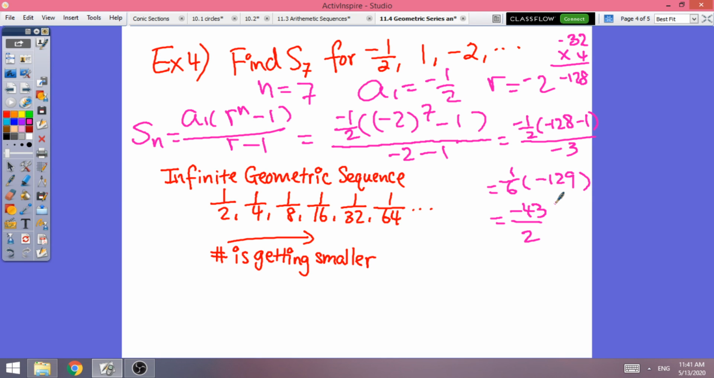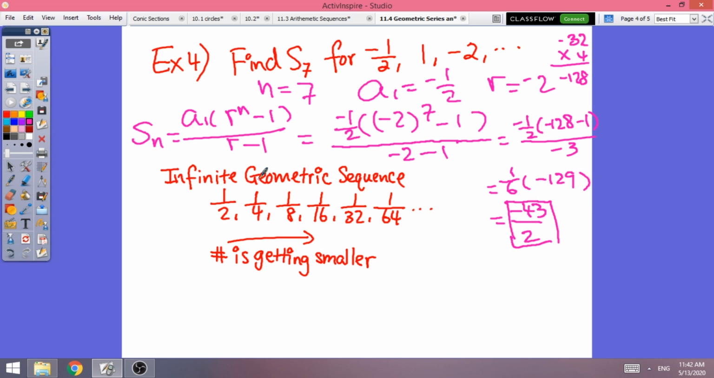So just leave that as a fraction. You can convert that to a decimal if you want to. Then that would be negative 21.5. But just keep it like that first. So negative 43 over 2.